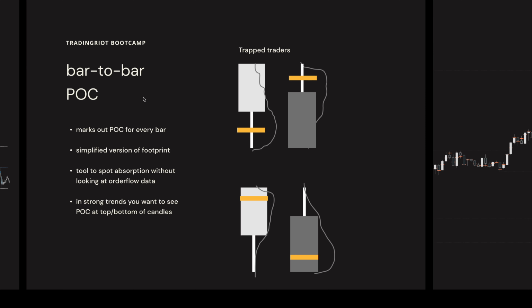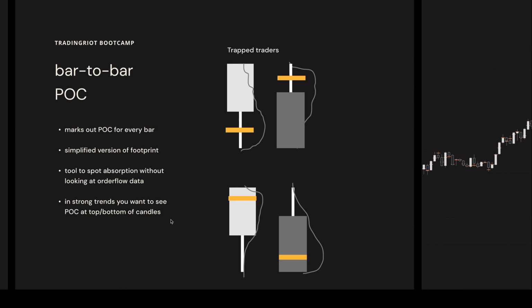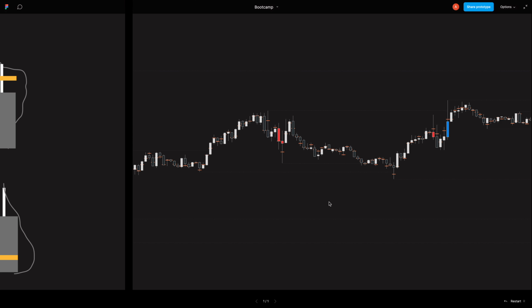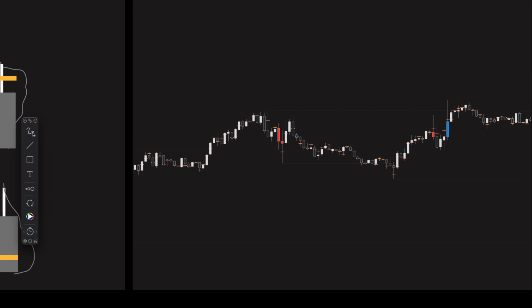It's a simplified version of footprint because you can spot the absorption and also the conviction in buying and selling by just looking at the point of control. In strong trends, you want to see this POC at the tops and bottoms of the candles, because even without seeing a volume distribution, you can very easily assume, after knowing how volume profiles get created, that the volume profile for this candle is going to look something like this. Okay, the most volume was traded inside here, so the distribution will be around it.